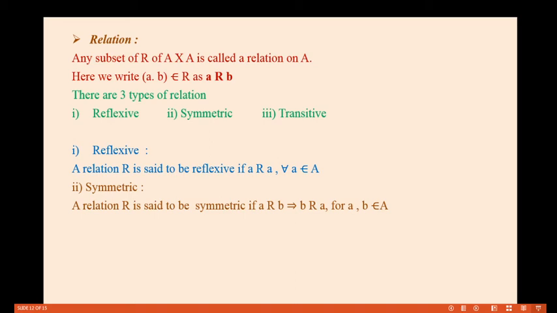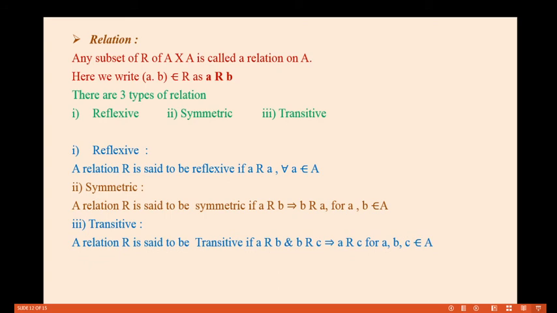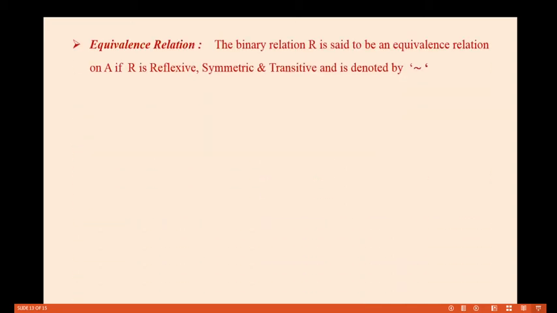Symmetric. A relation R is said to be symmetric if a related to b implies b is also related to a. Third, transitive. A relation R is said to be transitive if a is related to b and b is related to c, then a is related to c for a, b, c belonging to A. Equivalence relation. If the relation R is reflexive, symmetric and transitive, then it is called an equivalence relation on A and it is denoted by the symbol nabla.